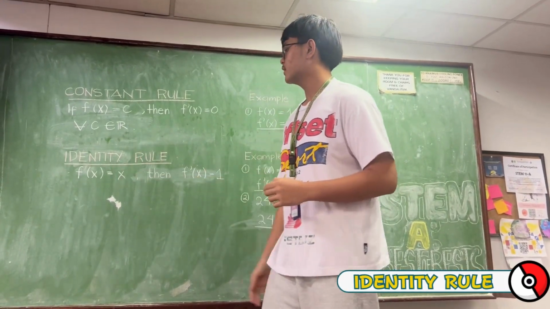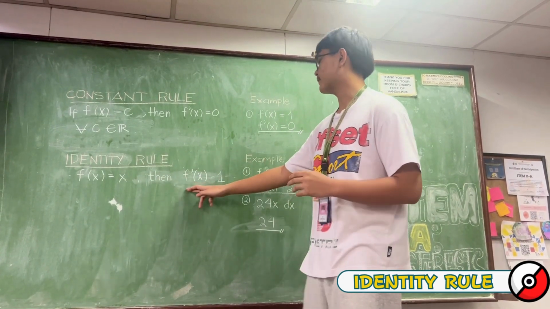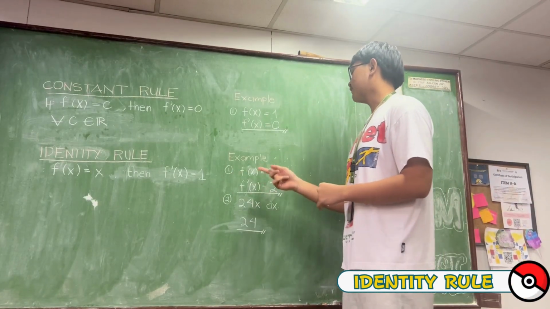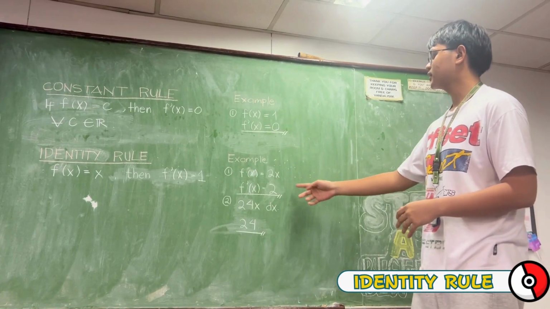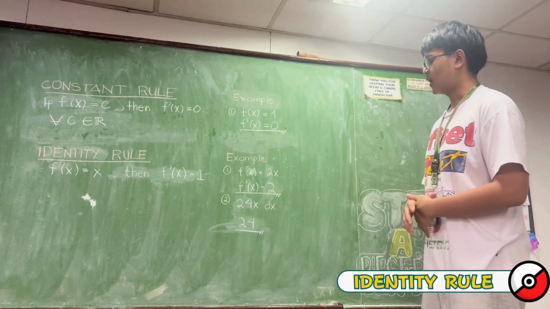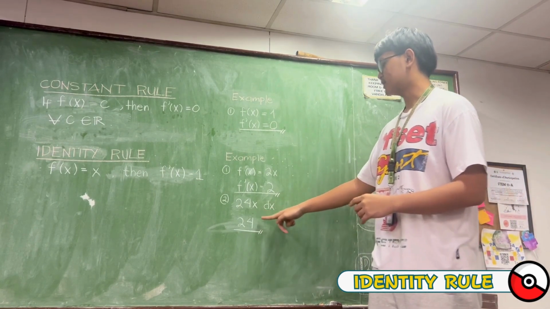Next is the identity rule. If f of x is equal to x, then f prime of x is equal to 1. For example, if f of x is equal to 2x, then f prime of x is equal to 2. Another example is the derivative of 24x is equal to 24.